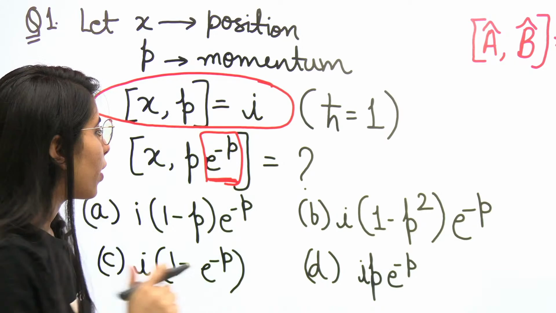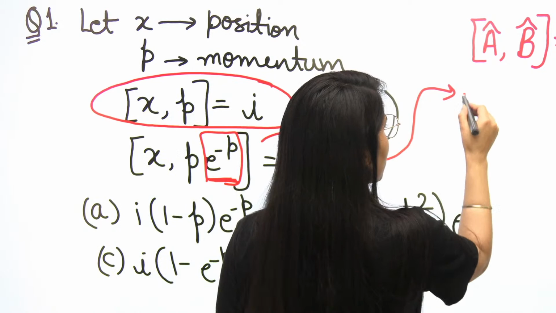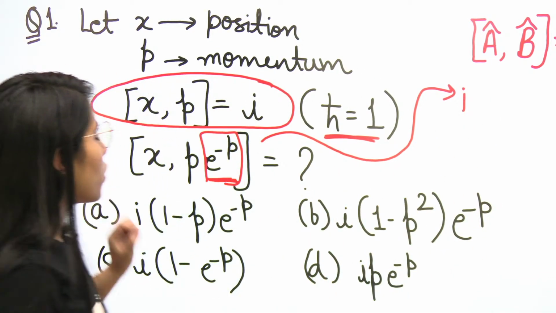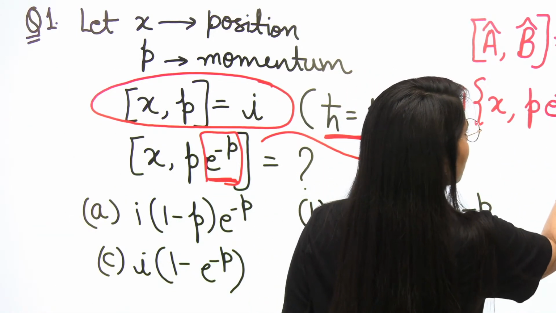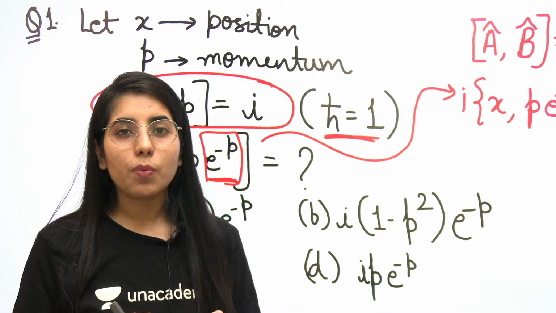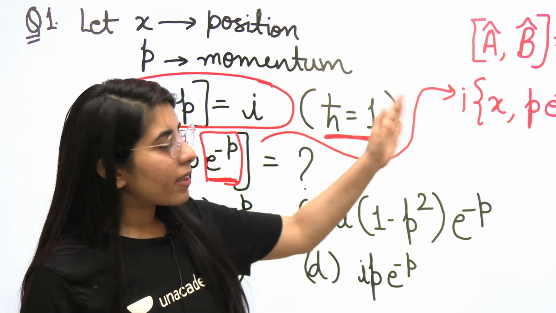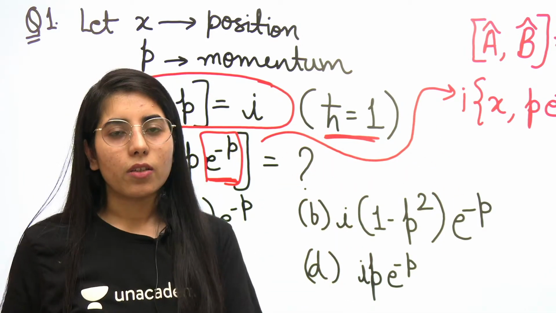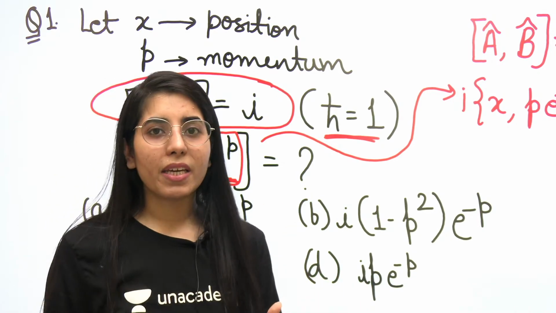But at the same time, if I write it in terms of the Poisson bracket, how will I get it? It's going to be iħ. Since ħ is 1, I don't need to write it. And the Poisson bracket of x with p e to the power minus p. The Poisson bracket is one of the concepts of classical mechanics, but there is a relation between the commutator and the Poisson bracket. Because it can make things easy for us, we can consider this one instead of taking the commutator. So that's a good approach, a less time taking approach here.